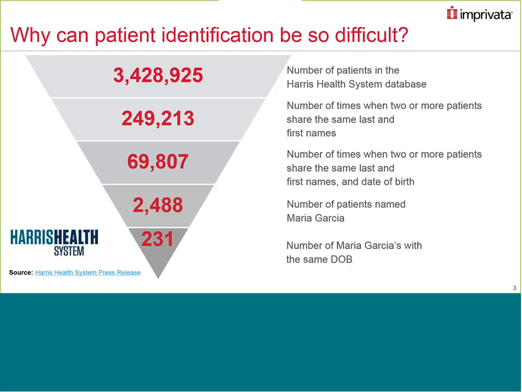So this example that hopefully all of you can see right now is from Harris Health System down in Houston. And this example has been used a bit, so you may be familiar with it, and that is about Maria Garcia. So within the Harris Health database, which covers about 3.5 million patients, if you go all the way down the funnel there are about 231 Maria Garcias that have the same name and date of birth. So these two pieces of information that are often used to identify people, name and date of birth, clearly don't get you to the single patient that is standing in front of you.